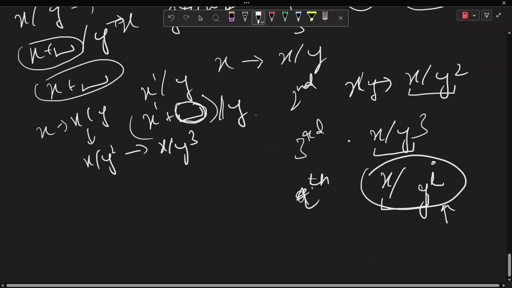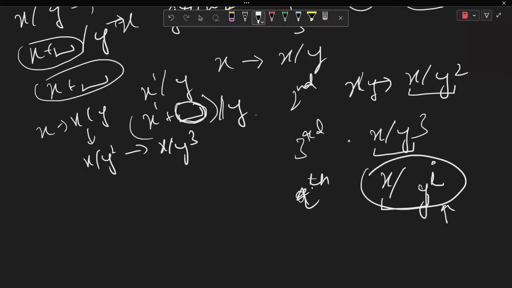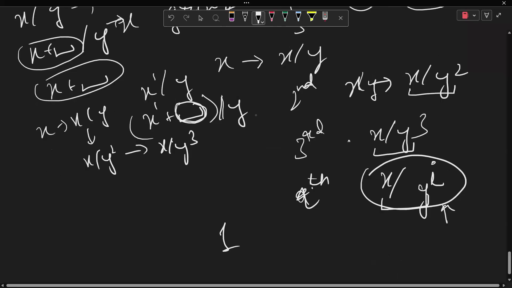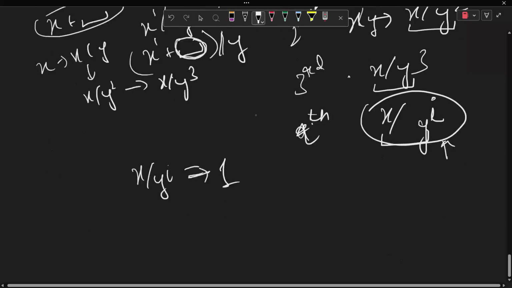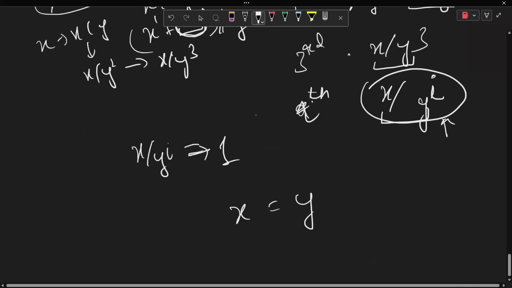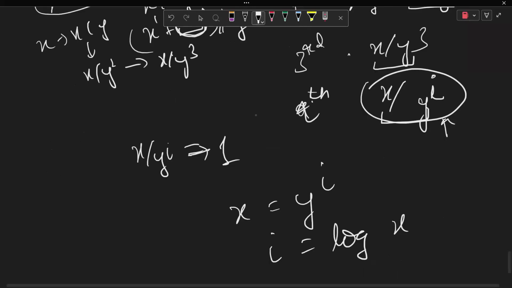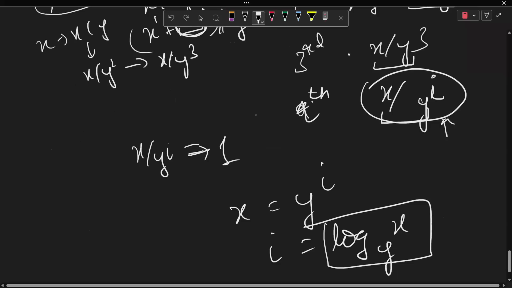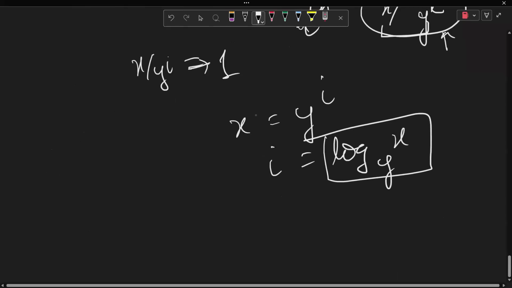So in i steps, when would you reach one? After i steps, you reached one. It means x by y to the power i is one, which means x is equal to y to the power i. So i is log of x with base y. So this would be the time complexity. In i steps, you can reach here. Got it, thanks, Abhinav.